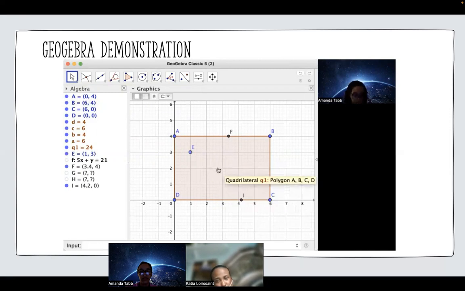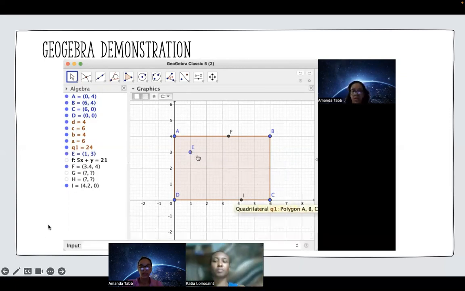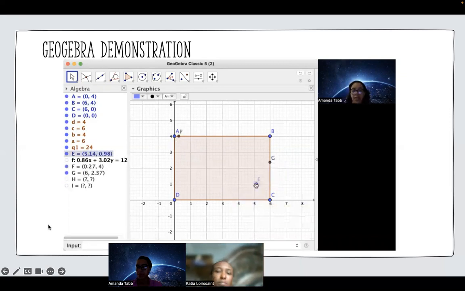Now we're going to drag the point E. Oh, I'm sorry, I skipped it. Hide it. We're going to place this point at (5, 1).